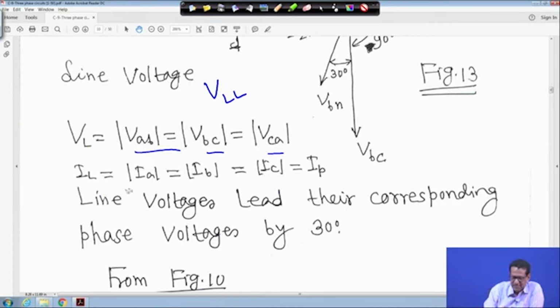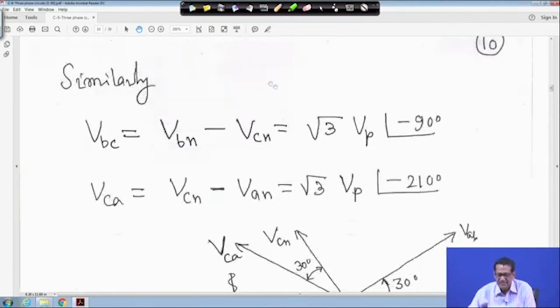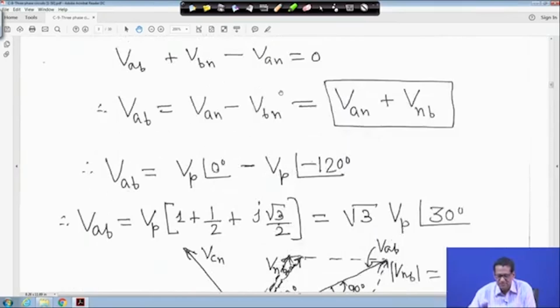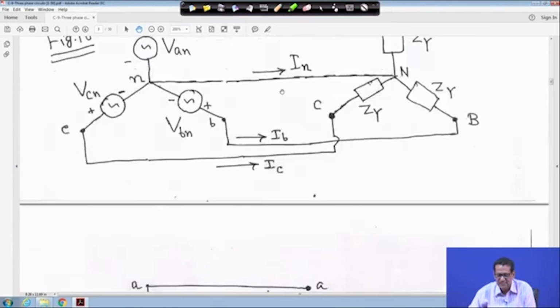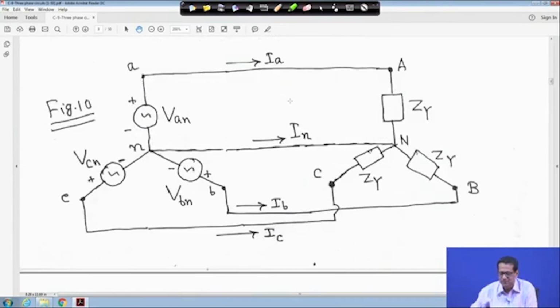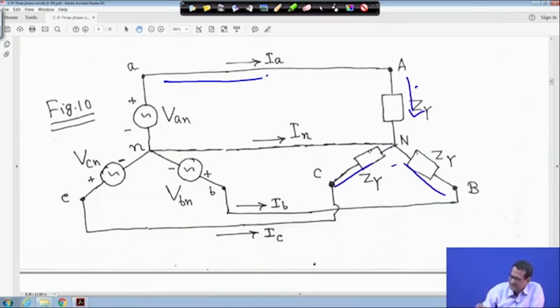Similarly, line current IL, that is IA, IB, IC magnitude, is equal to the phase current. Why? For this case, line current is equal to phase current. The question is, it is a star connected load and a star connected source. We will come to this diagram: the star connected load and star connected source. So this current is going to the line, we call it line current, and this side is AN, BN, CN, the phase impedance of the star connected load.